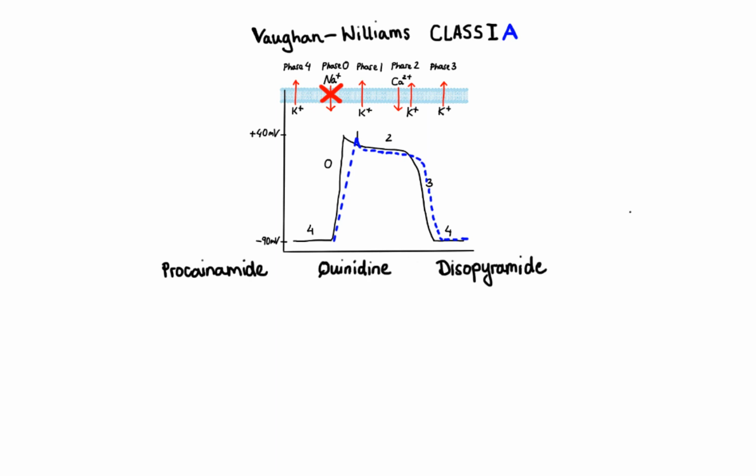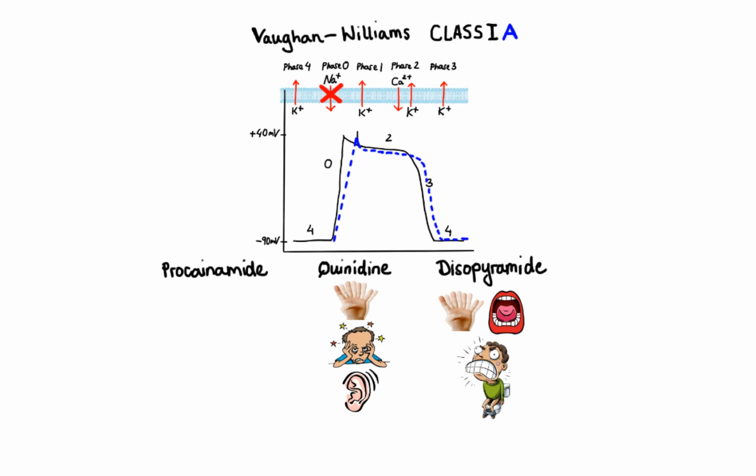These agents are used in the treatment of a wide variety of arrhythmias, such as ventricular tachycardias and recurrent atrial fibrillation. Adverse effects include blurred vision, headache, and tinnitus, which may occur with large doses of quinidine, and some anticholinergic effects, which may occur with the use of disopyramide.